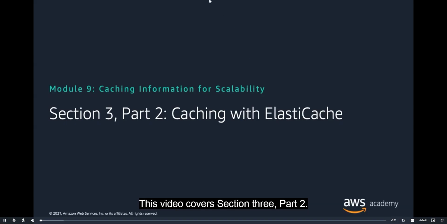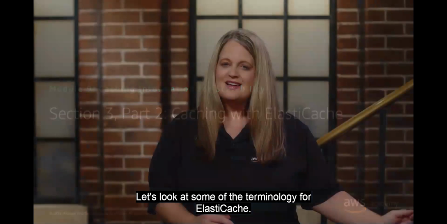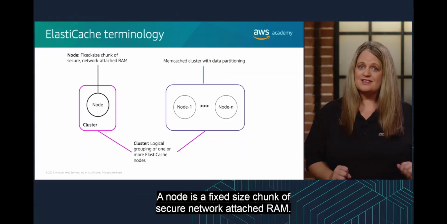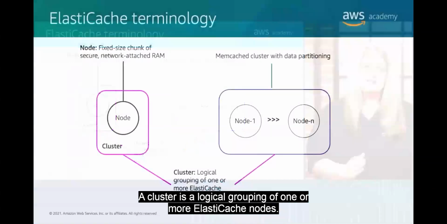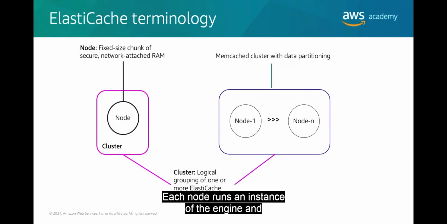This video covers Section 3, Part 2, Caching with ElastiCache. Let's look at some of the terminology for ElastiCache. A node is a fixed-size chunk of secure network-attached RAM. A cluster is a logical grouping of one or more ElastiCache nodes. Each node runs an instance of the engine and version that you chose when creating the cluster.